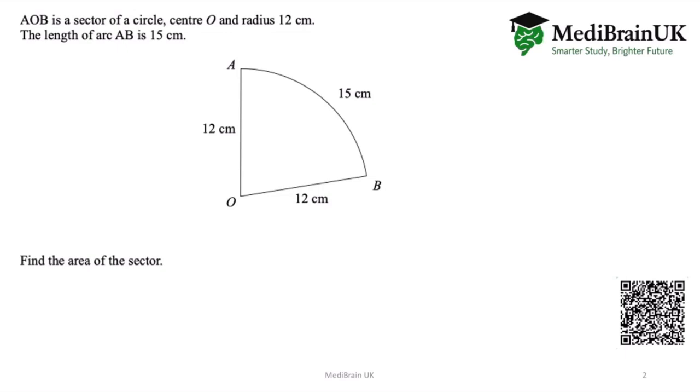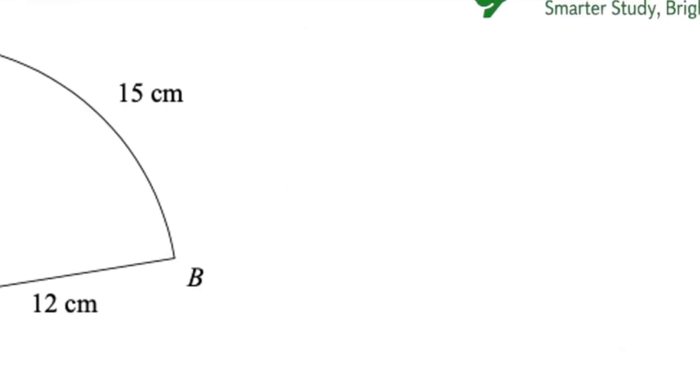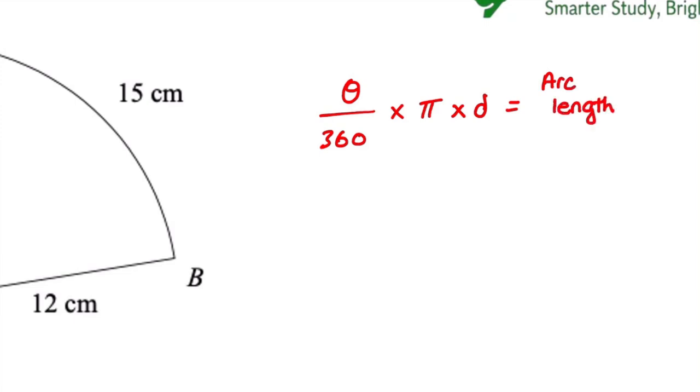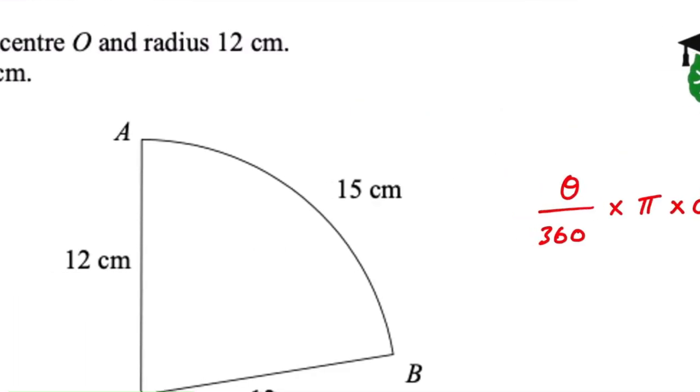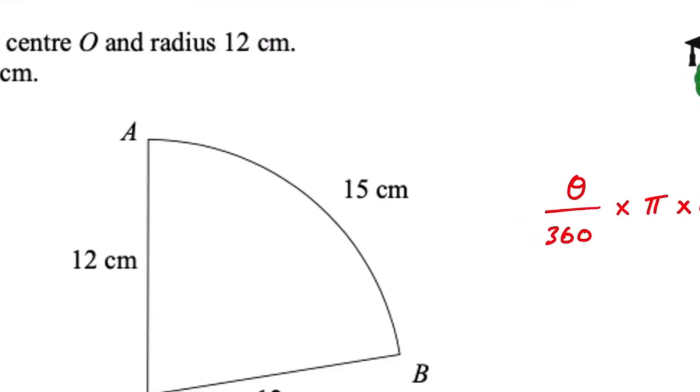So the way that you would do this is, first of all, we had two formulas, one to work out the area of a sector and one to work out the arc of a sector. Okay, so let's just remind ourselves of the formulas. The formula for the arc of a sector was angle over 360 multiplied by pi multiplied by the diameter, and this would get you the arc length. So this would give you the length of the arc. This curve that you can see that's 15 centimeters, it would get you that.